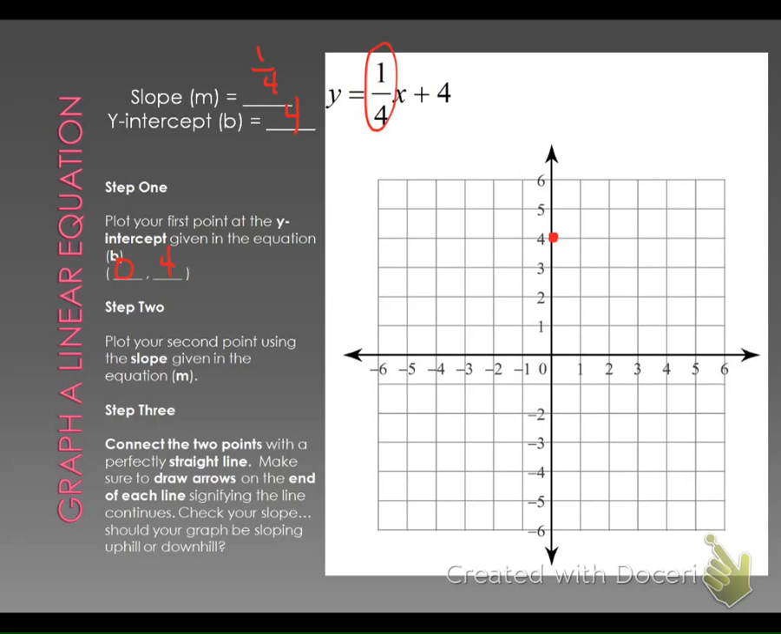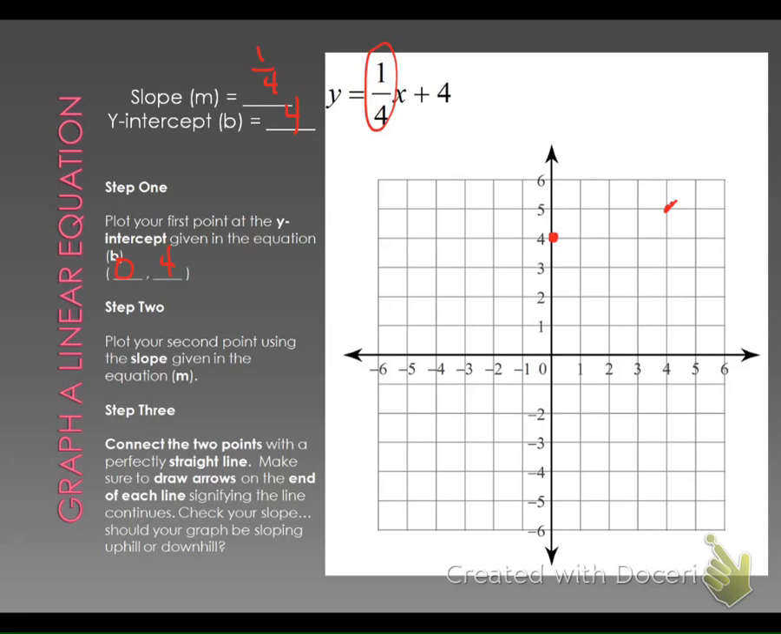Step 2, we need to plot your second point using the slope, your m value. So our m value is 1 over 4. That means we rise 1 and we run right 4. Rise 1, run 4. Always run to the right. So that's our next point.